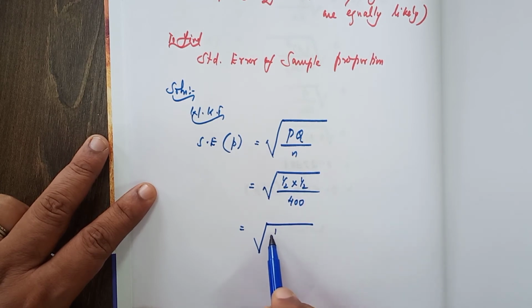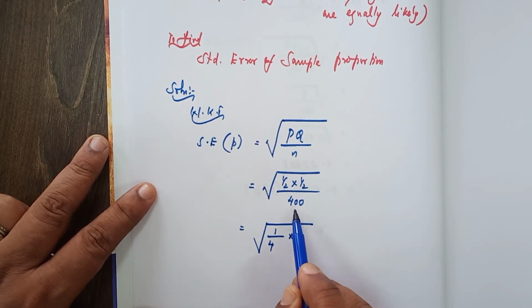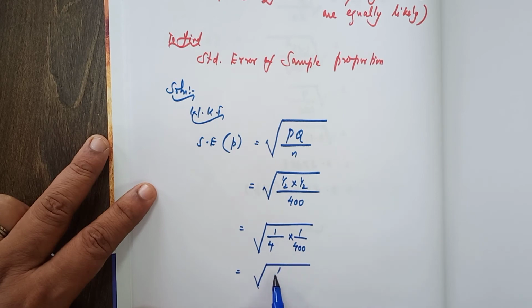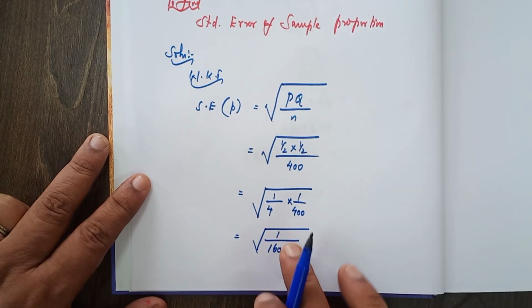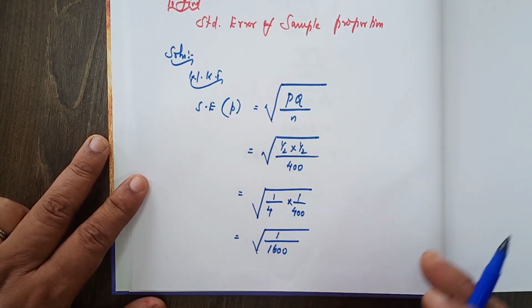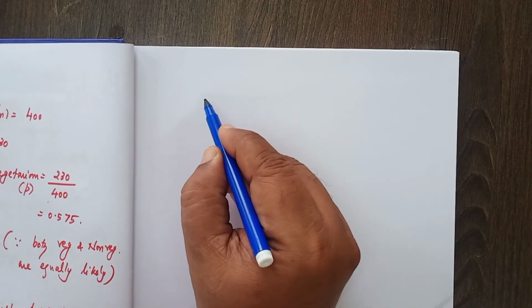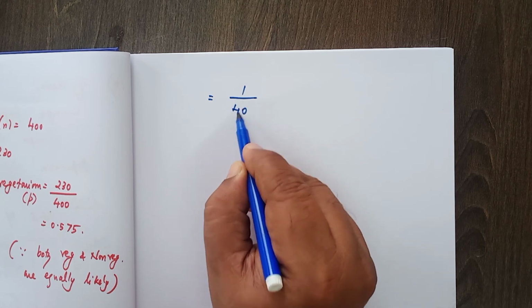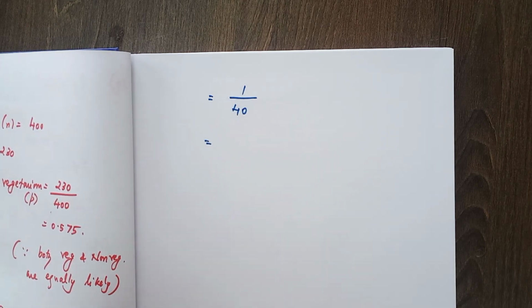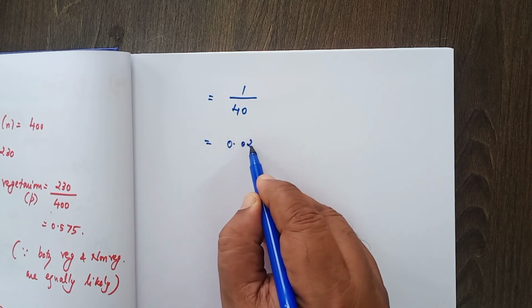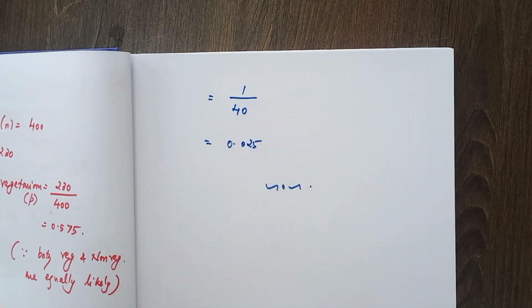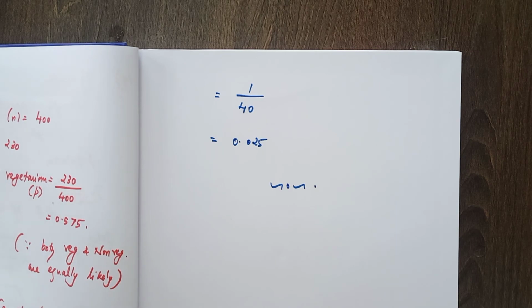You can write half into half as 1 by 4, and division becomes multiplication, so the reciprocal of 400 is 1 by 400. That is equal to square root of 1 into 1 divided by 4 into 400, that is equal to 1600. You know the square root of 1 is 1, and the square root of 1600 is 40. So 1 divided by 40, if we divide, you'll be getting 0.025. That's all. That is the standard error of sample proportion. So problem number 20 is completed. Thank you, children.